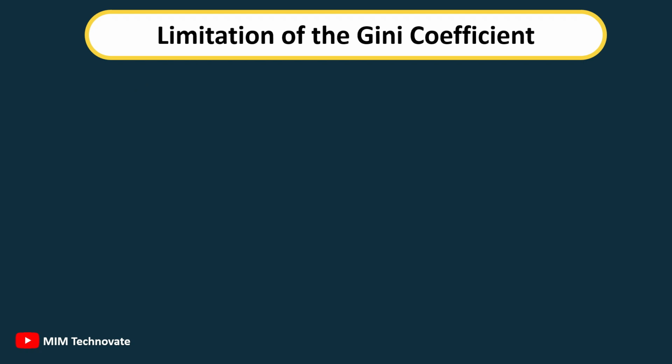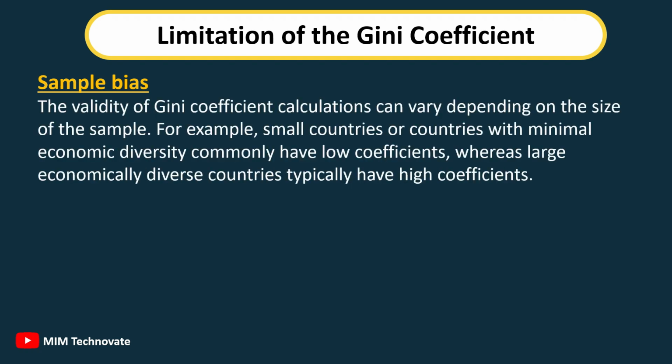Limitations of the Gini coefficient. Sample bias. The validity of Gini coefficient calculations can vary depending on the size of the sample. For example, small countries, or countries with minimal economic diversity, commonly have low coefficients, whereas large economically diverse countries typically have high coefficients. Data inaccuracy.